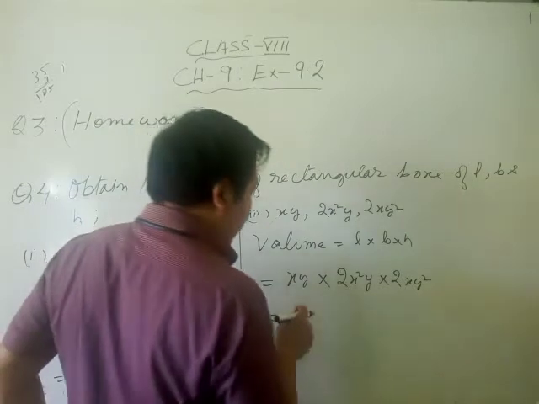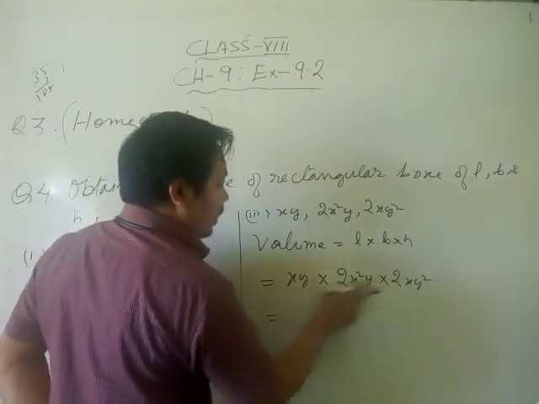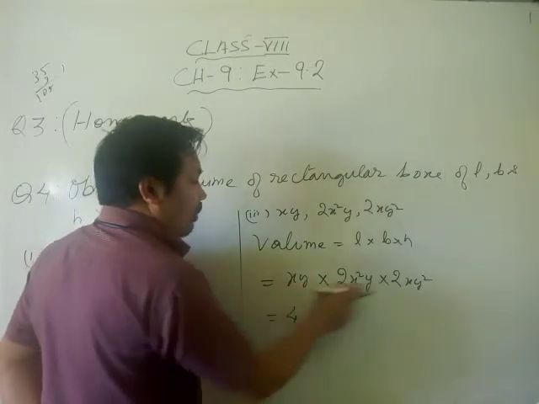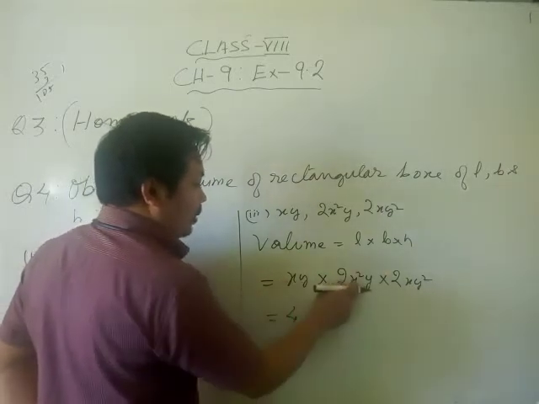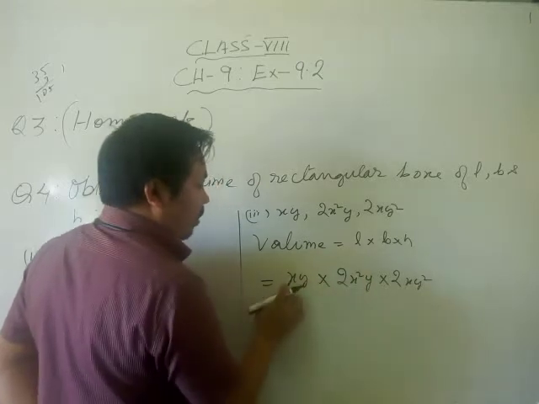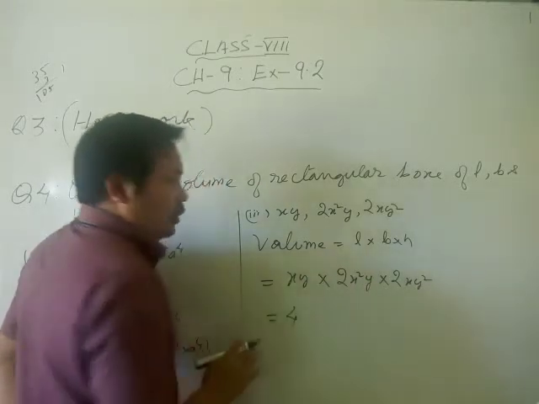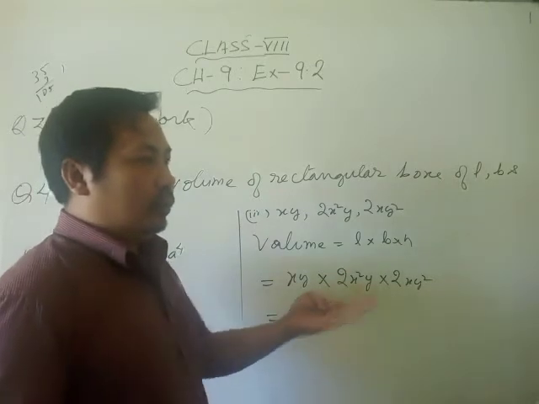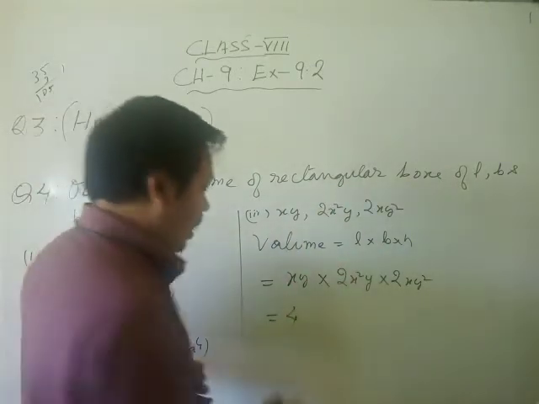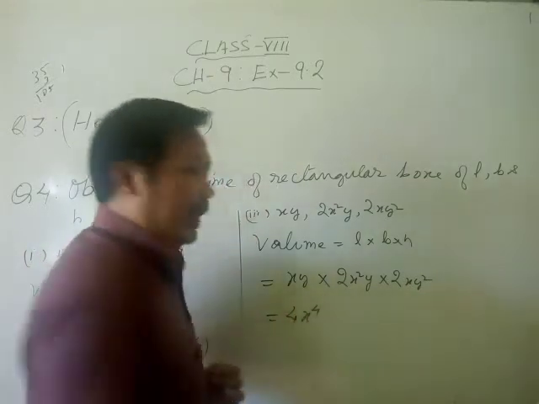Now you see here, my dear student, when we multiply the coefficients, we get 4 here. Then the letter parts, x squared, x. How many x are there? 3 x's are there, and their powers are 2, 1, 1. So we have to add 2 plus 1 plus 1, that means 2, 3, 4. x to the power 4.